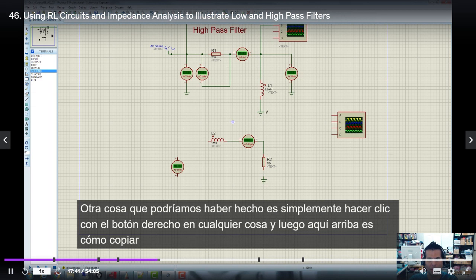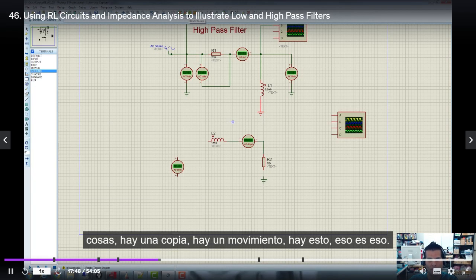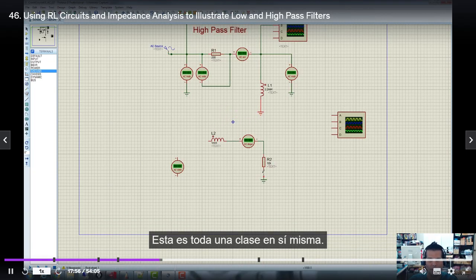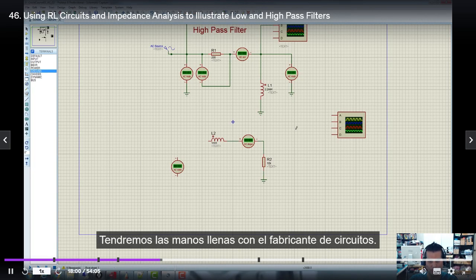Another thing we could have done is just left click on anything, and then up here is how you copy things. There's a copy, there's a move, there's a this, there's a that. So if I select something and then click on this icon, it would copy it. Again, I don't want to teach you this. This is a whole class in itself, and we're going to have our hands full with CircuitMaker.